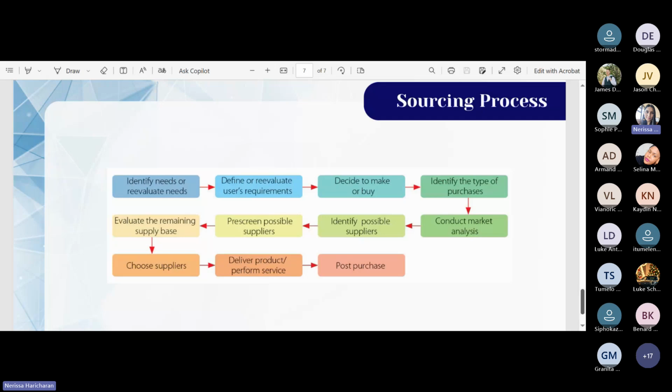So firstly, it's understanding or identifying the needs of the customer. What do they need from this specific process? Do they need to cut their costs down? Do they need to improve their quality? Whatever that question is, you need to find it in the case study.